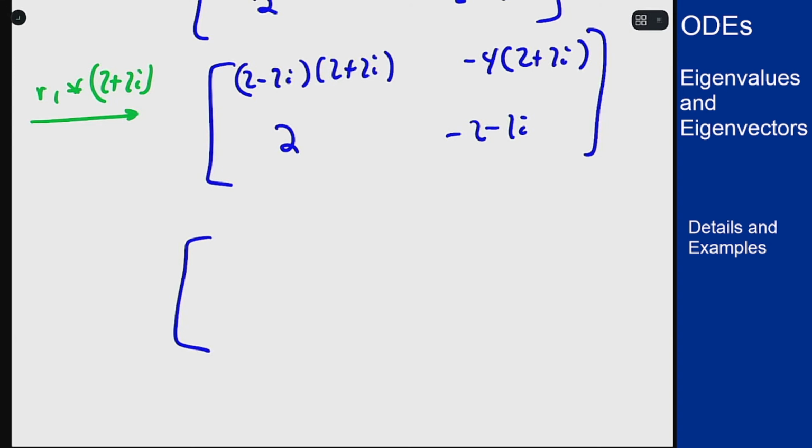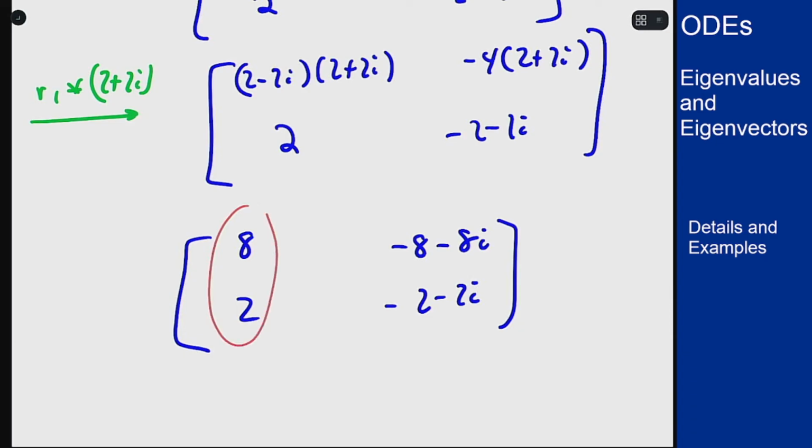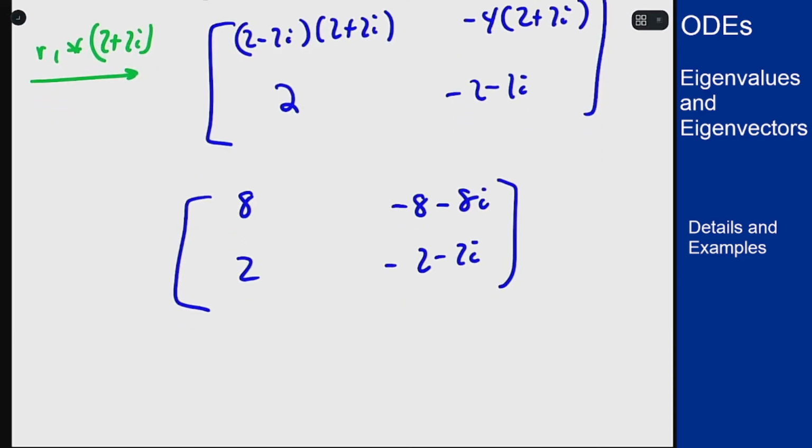This is a 4 minus 4i plus 4i plus 4, so it's an 8 in that first spot. I get -8 minus 8i, then 2, -2 minus 2i. And now it's easy to see these equations are redundant. They're the same equation, just one's now a multiple of the other. And because I put one column entirely real, they are now just real multiples of each other. So I can reduce this. I can divide the first row by 8, the second by 2, and then use them to cancel.